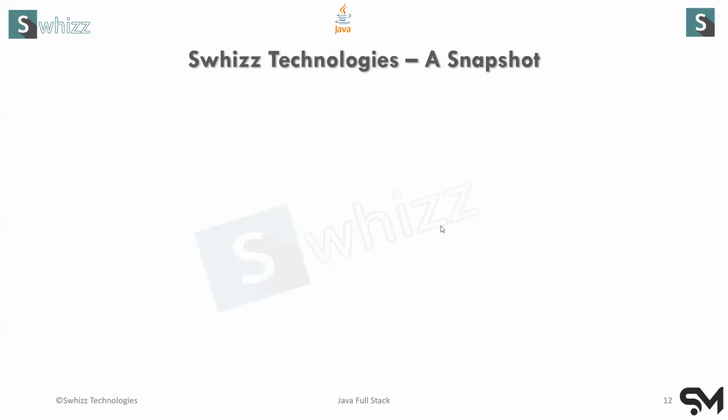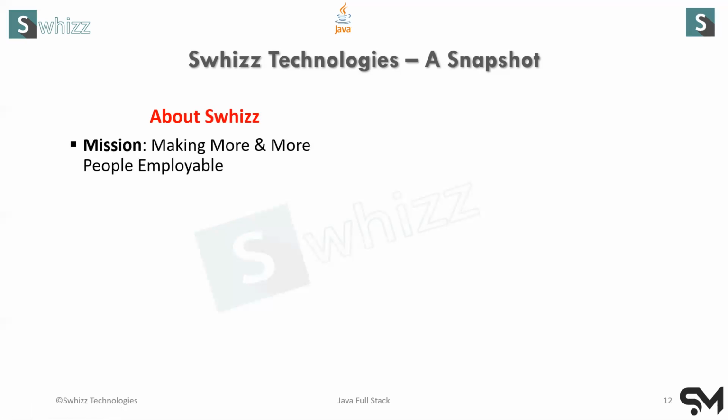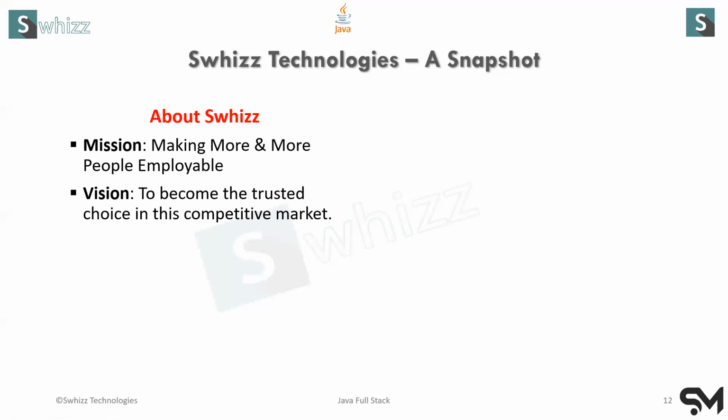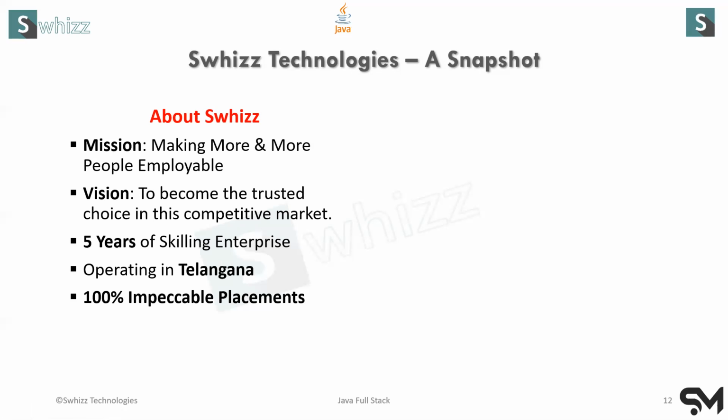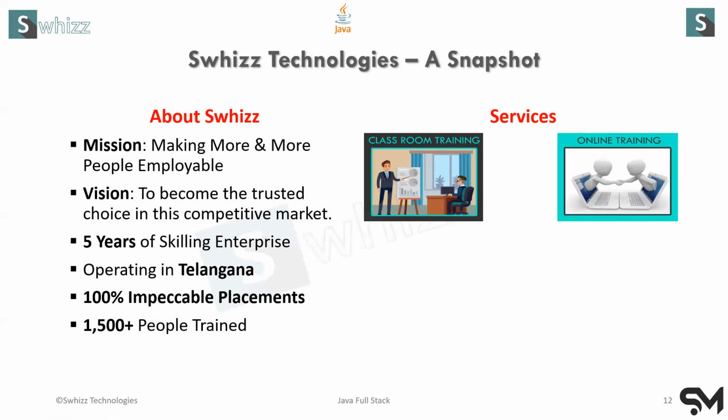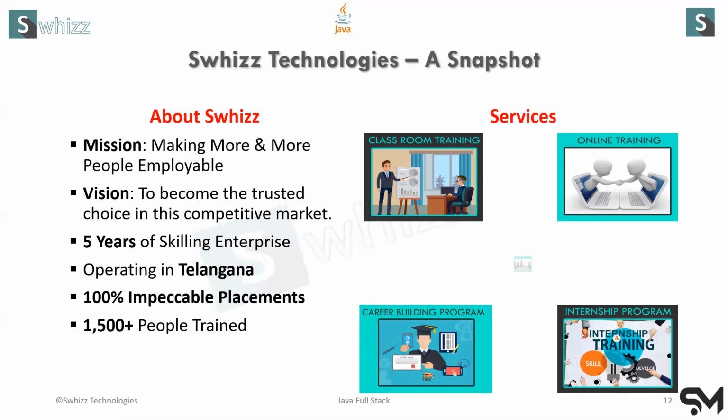Then about Swhizz Technologies. Here our mission is to make more and more people employable. To provide employability, our vision is to become the trusted choice in the competitive market. We have 5 years of skilling experience. We operate in Telangana, and we provide 100% impeccable placements. We have trained more than 1500 people in these 5 years. Our services are classroom training, online training, career building program, internship program, and corporate training.